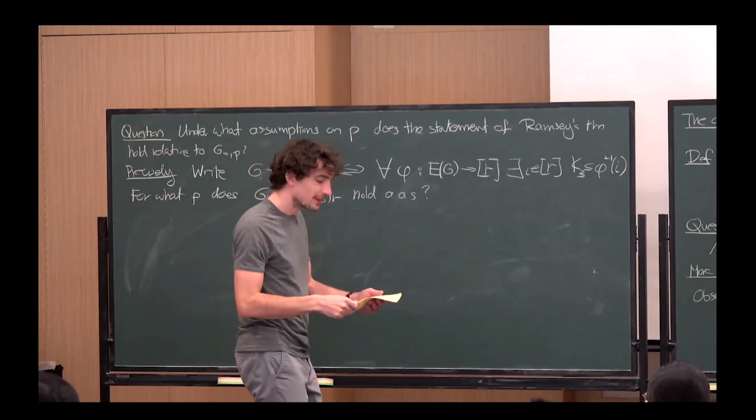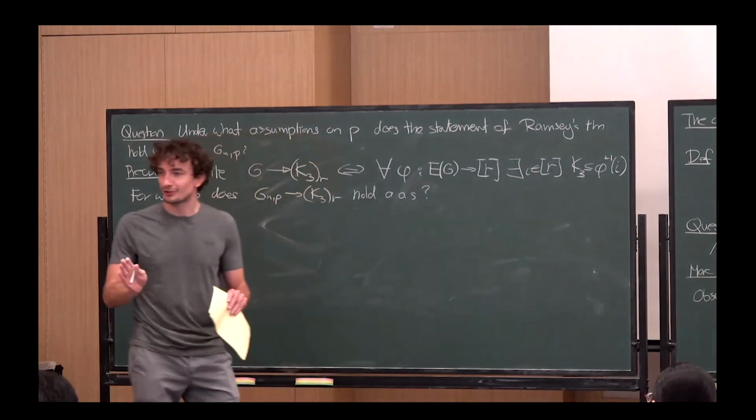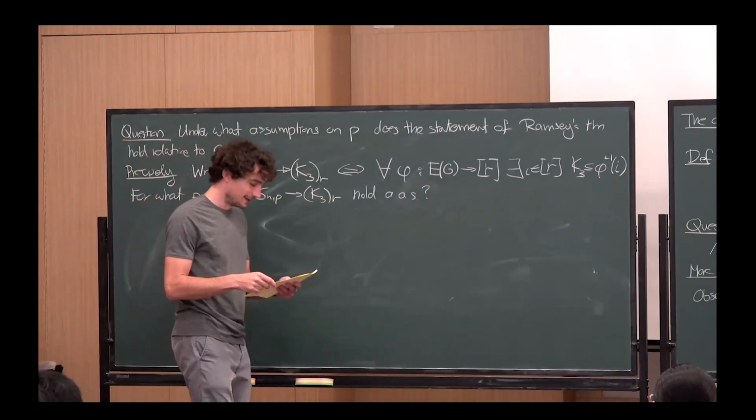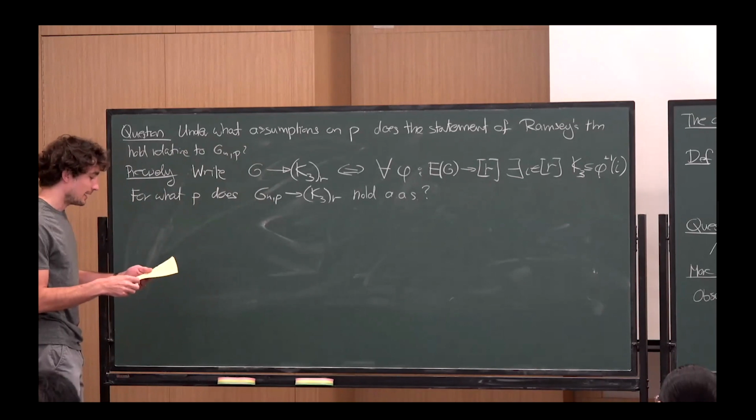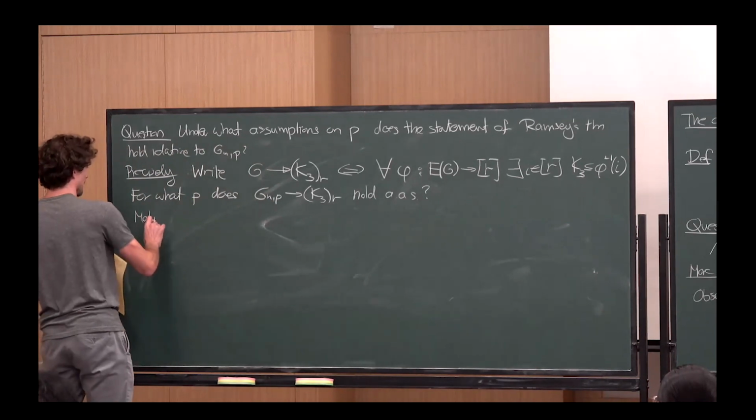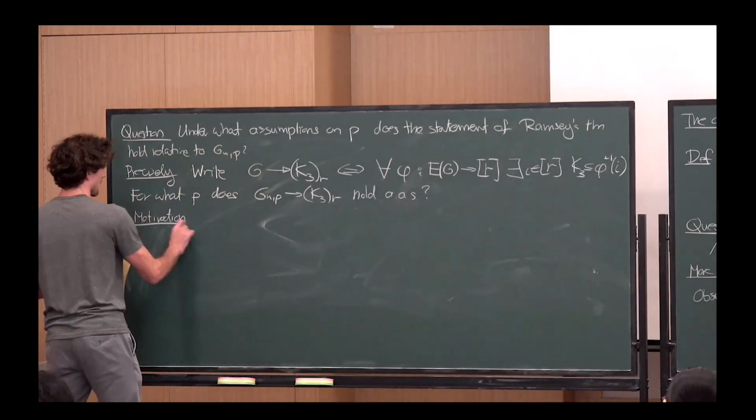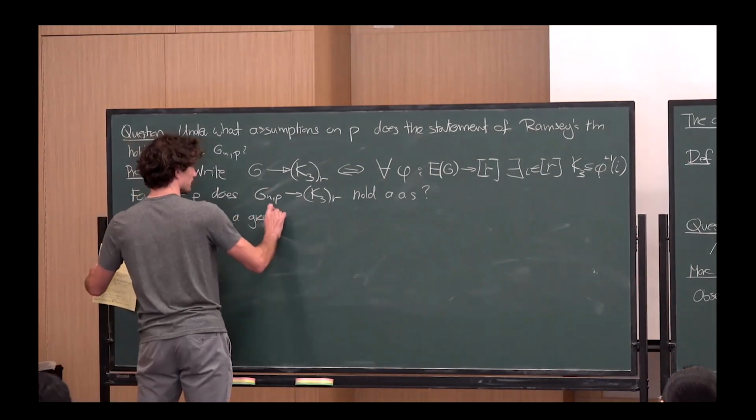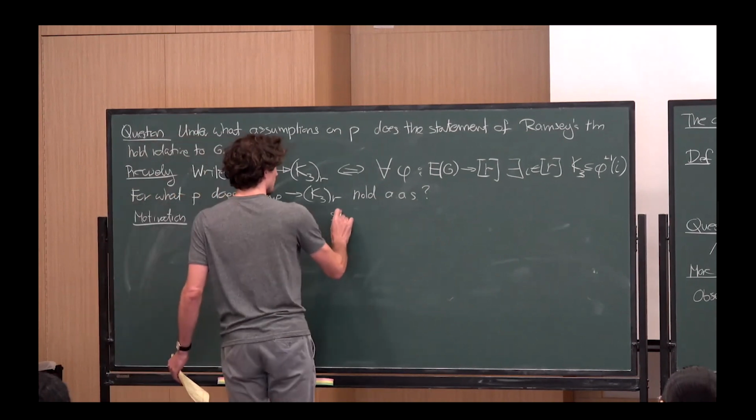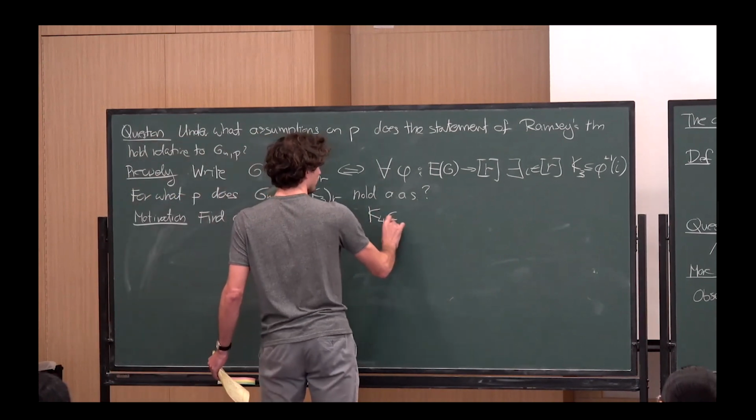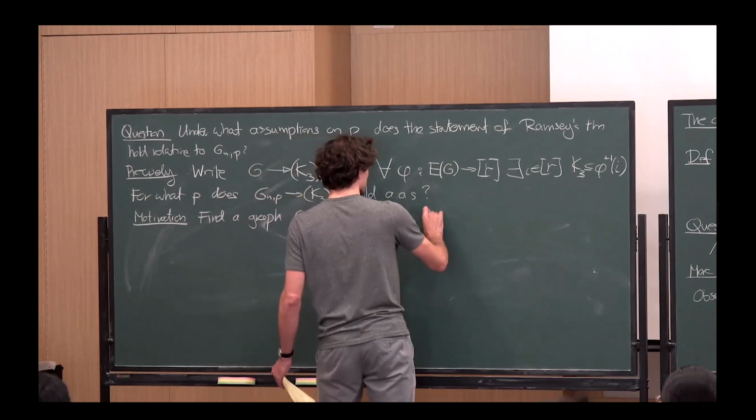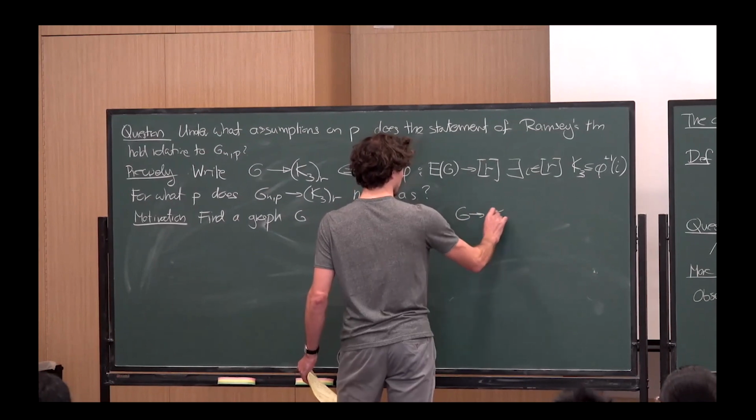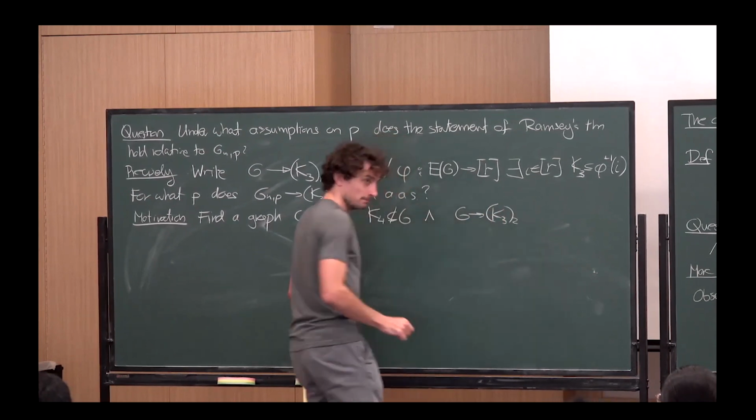So I'm not going to offer any monetary prize for solving the exercise. Yes, so let me just write motivation. Find a graph G such that even though it doesn't have a K4, however you color its edges, you will have a triangle.